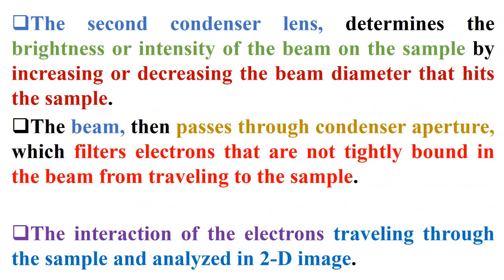In addition, the second condenser lens determines the brightness, or intensity, of the beam on the sample, by increasing or decreasing the beam diameter that hits the sample, and the beam then passes through the condenser aperture, which filters out electrons that are not tightly bound in the beam from traveling to the sample, and finally, the interaction of the electrons traveling through the sample is analyzed into a two-dimensional image.